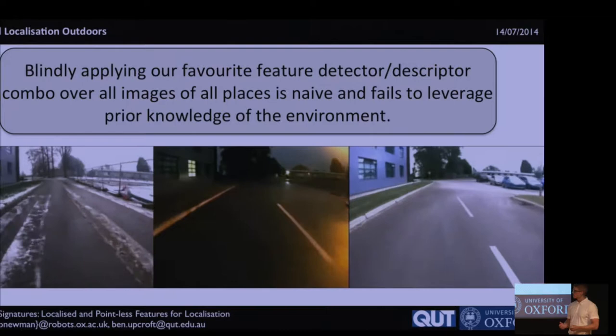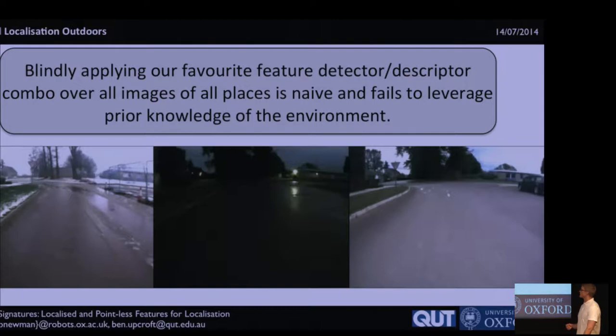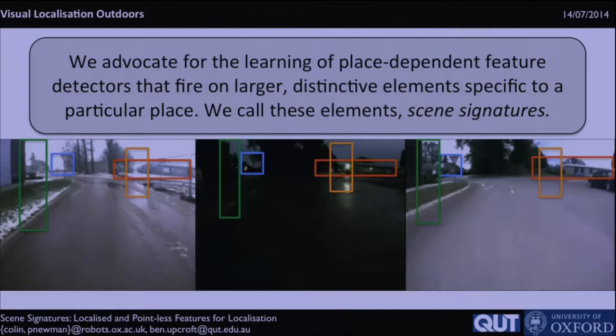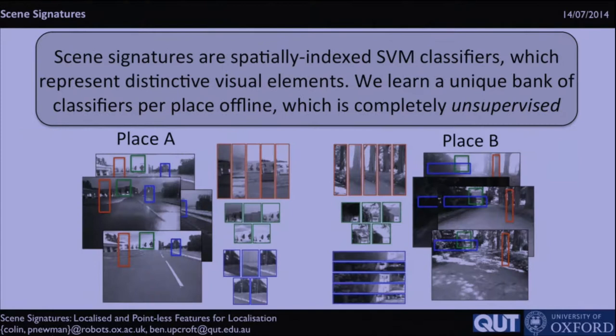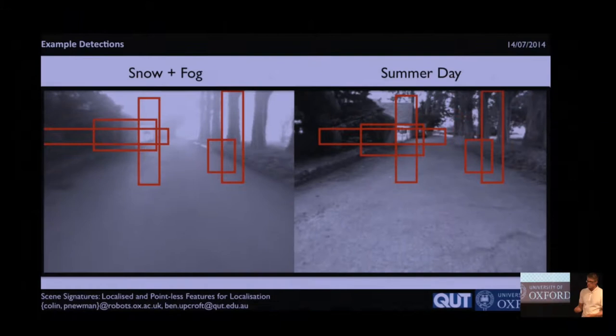So what we're advocating is learning place-dependent feature detectors. These will find unique visual structure like trees, tree silhouettes, buildings, windows, things that you could associate across different conditions and use for localization. We learn these offline, it's all unsupervised, and you can get really cool things like even just unique strips that are unique to that place in particular. We call these scene signatures. They allow us to make associations across some pretty difficult conditions that we just couldn't handle using point features alone.